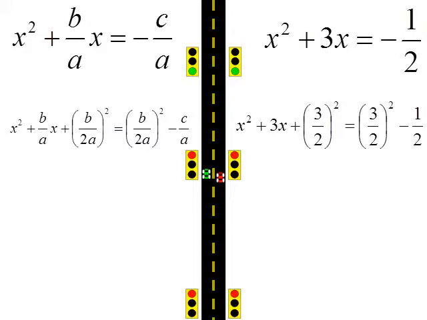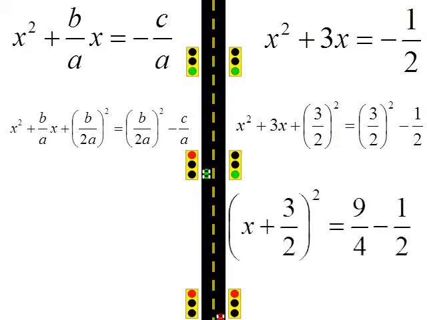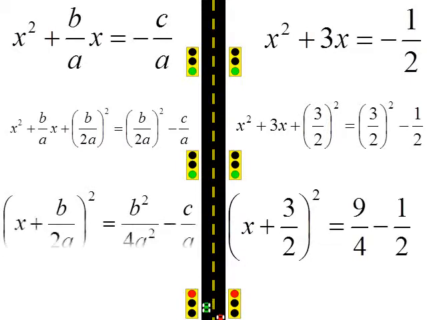Now I'm going to have to clean this up a little. The whole purpose of doing that is so we can factor. And so we factor the left-hand side, and it becomes x plus 3 over 2 squared. And we square the fraction on the right-hand side, so that becomes 9 over 4. And on the left-hand side, we get x plus b over 2a squared. And then on the right-hand side, we have to square the fraction. That becomes b squared over 4a squared. We square everything when we square a fraction.